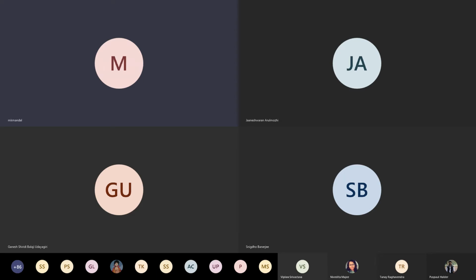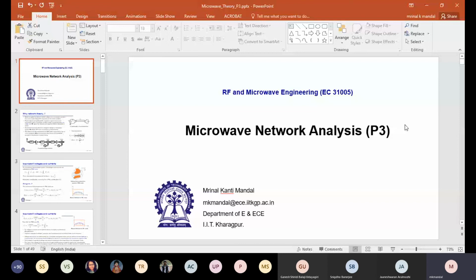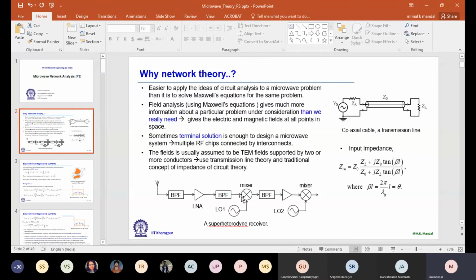Well, so next is network analysis. So today, I will just introduce this topic. Well, you see, here I'm showing a block diagram of a super heterodyne receiver. You learned it in analog communication.